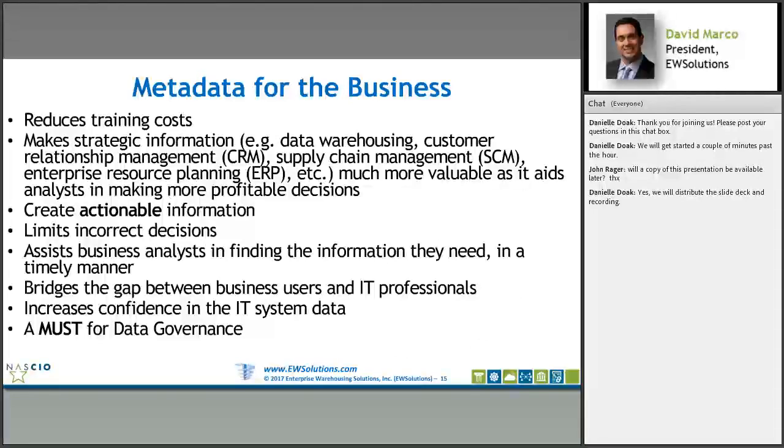And why is business metadata valuable? It reduces our training costs. This is a big area because it is difficult when we add people into our organizations to get them up to speed. It makes strategic information that we have, whether it's in a data warehouse or a supply chain management application, much more valuable. Because again, it's about creating actionable information, limiting incorrect decisions, helping people find the information they need. And then just one last point on this slide. It's a must for data governance.